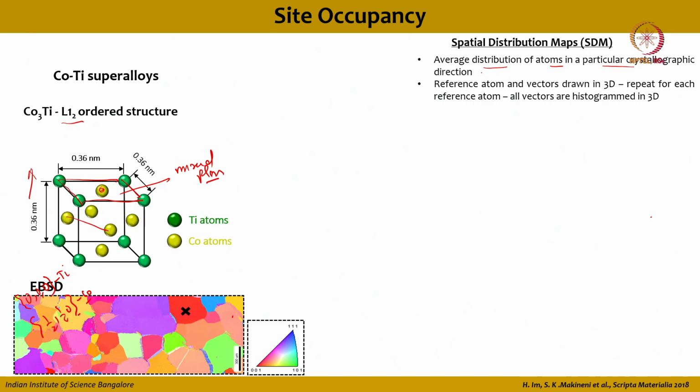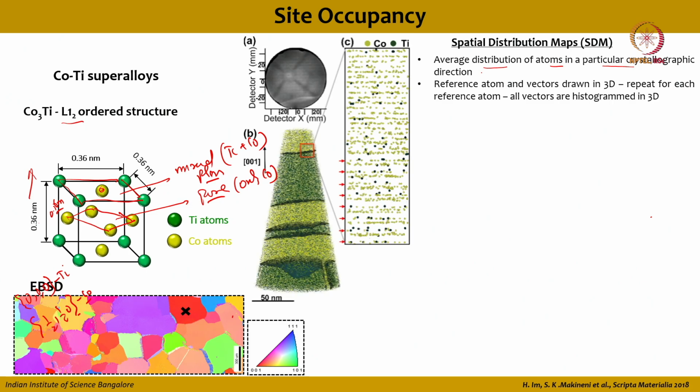But if you see this particular plane, it is a pure plane. Okay, pure plane means only cobalt atoms, and here it is titanium plus cobalt atoms. Now if you take the distance of a unit cell, it is 0.36, and this pure plane is at 0.18 nanometers, at the center of this 0.36. Now I will do the reconstruction in the atom probe, and you can see that these are the lattice planes.